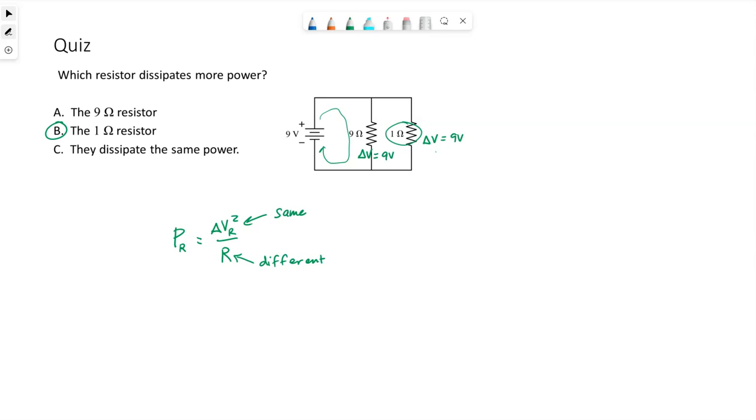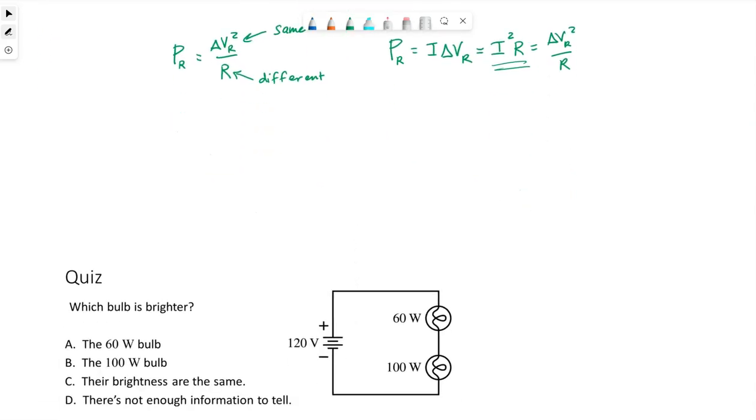So I always write the power in terms of whichever variables I know, where one is constant and one is changing or different, so that I don't have to account for two things changing. For example, those two resistors will have different amounts of current. So I wouldn't want to look at I squared R because they have different current and different resistors, unless, of course, I actually solve the problem and calculate the numerical value, which I don't need to do. All right, one last concept question.